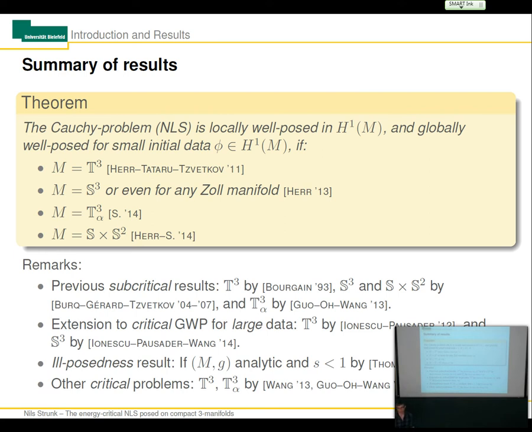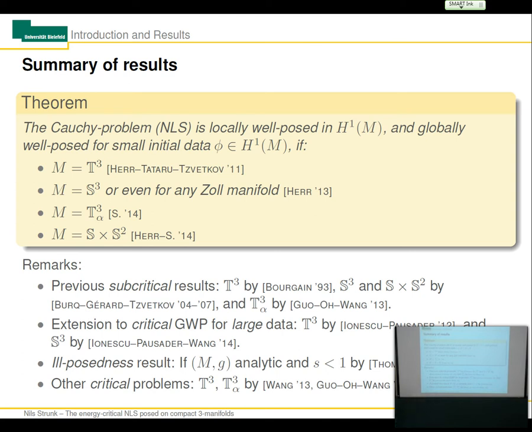The first one was a very important work of Jean Bourgain in 1993 about the 3-dimensional torus. And there he proved subcritical well-posedness. And a nice work of Burq, Gérard and Tzvetkov proved the subcritical result for S3 and S1 cross S2. And also by Guo, Wu, and Wang last year, they had a result that proved subcritical well-posedness for the irrational torus.